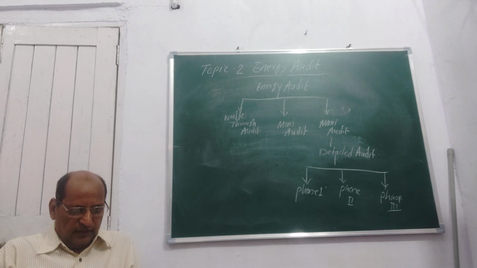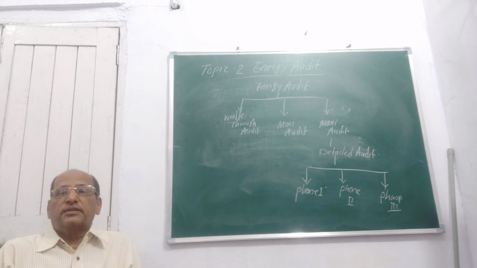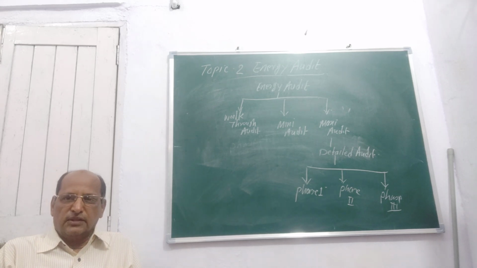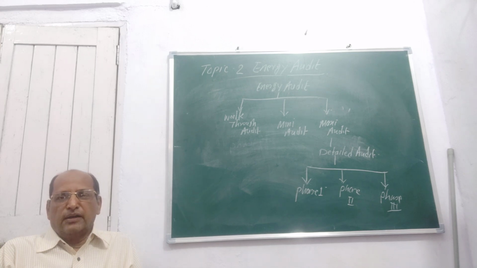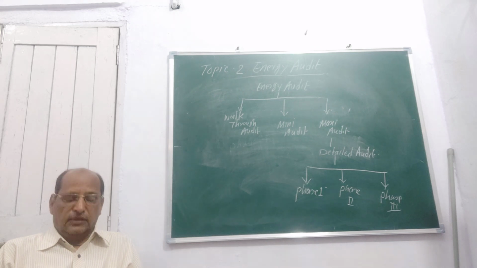The third point is to identify areas where immediate improvement is required. So you have to find out in the system, in different departments, by visiting and by calculation of standard load and operating load, where urgent action is required for energy conservation. So you have to prioritize those areas in which immediate improvement is required for conservation or saving of energy.